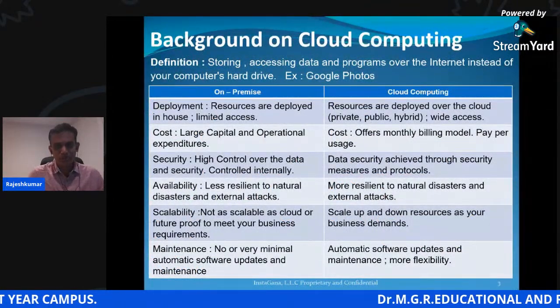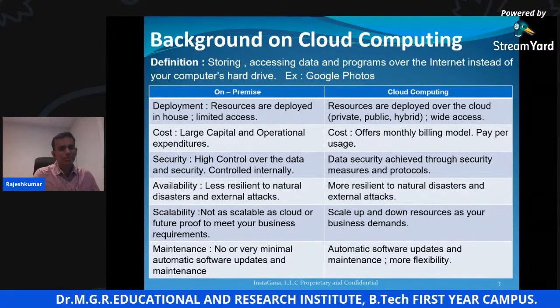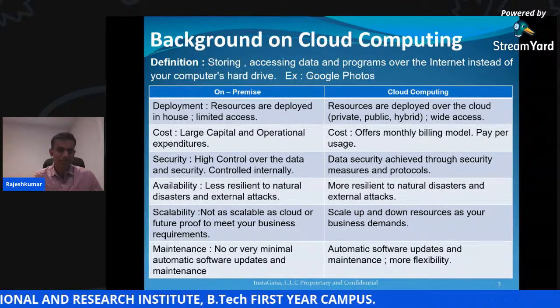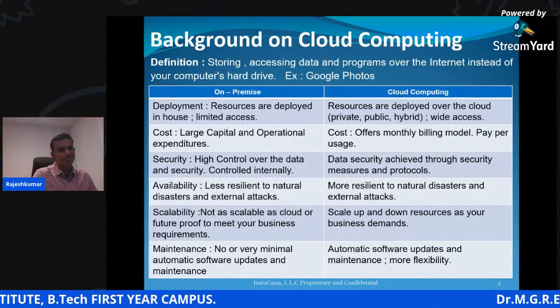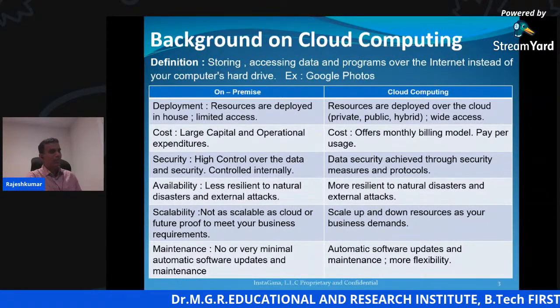All right, so what is cloud computing? By definition, cloud computing is just storing and accessing data and programs over the internet instead of just your computer's hard drive.